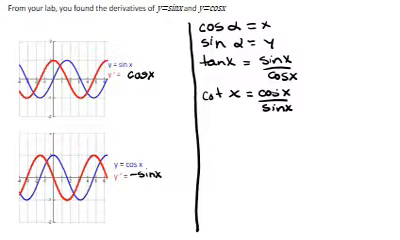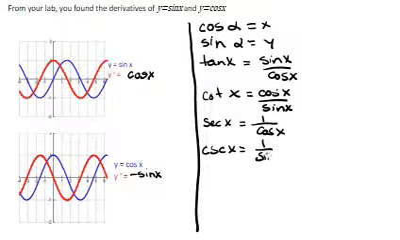The ones that you may have forgotten are the reciprocal functions. So secant is the reciprocal of cosine. So secant is defined as 1 over cosine. It's not the inverse, it's the reciprocal. It's 1 over. And then cosecant is the reciprocal of sine.